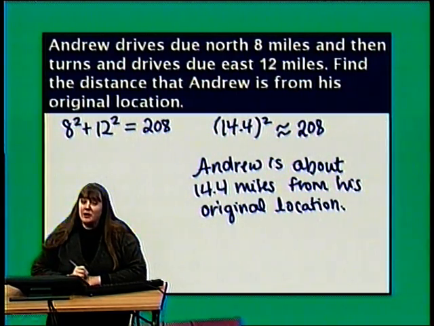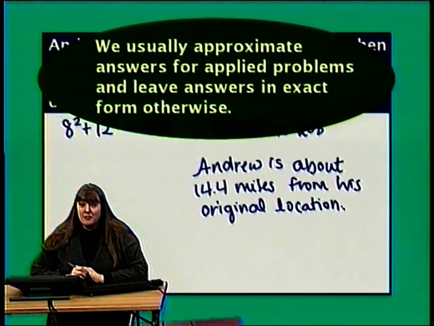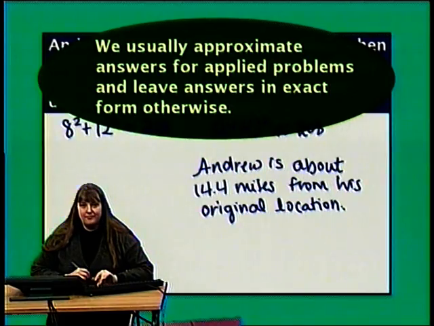Notice I wrote the word about in my conclusion. That's indicating I made an approximation. I could also have written approximately. Remember, we usually approximate answers for applied problems. This, to me, seemed like a real-life application, and leave answers in exact form otherwise.